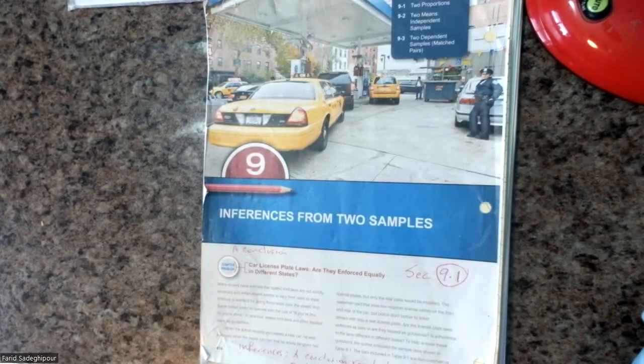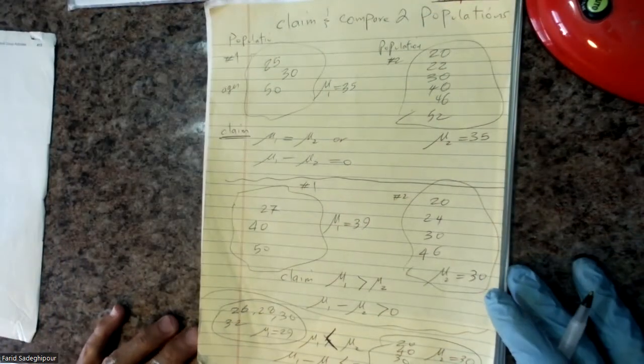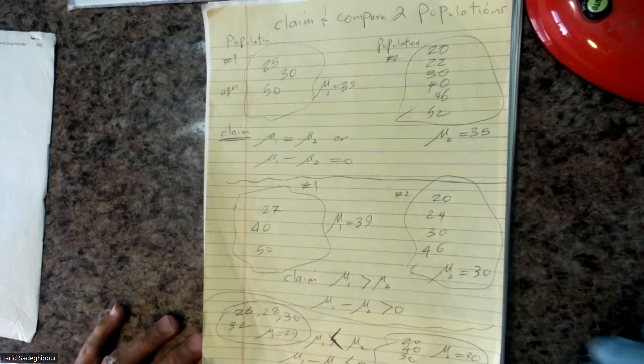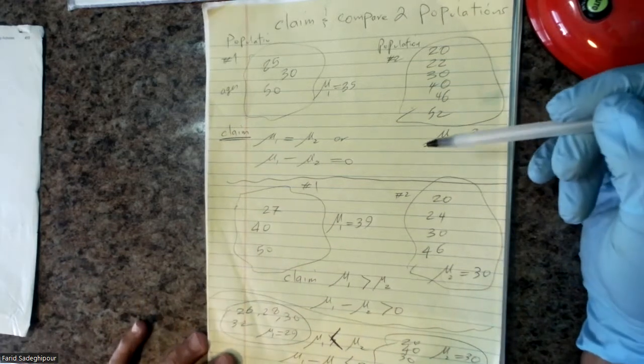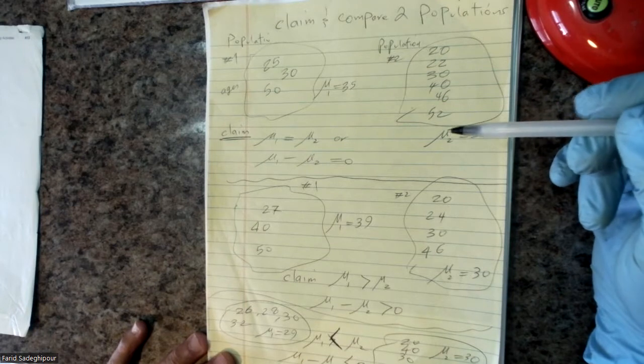Chapter 9, Section 9.1, Inferences from two samples. In Chapter 8, we discussed the proportion of one population, the mean of one population, and the standard deviation of one population. Here, we discuss proportion, mean, and standard deviation for two populations.